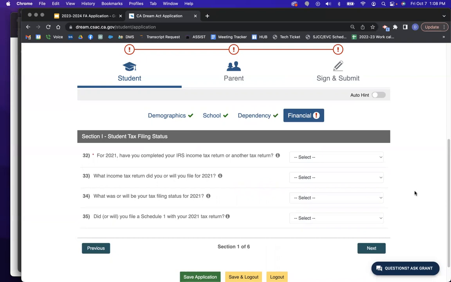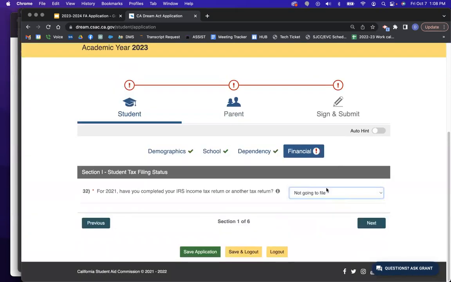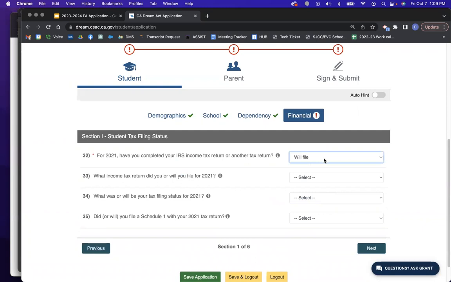Okay, so then it's going to ask you about your own filing status. If you filed taxes in 2021, you would select already completed. If you did not work, then you would put not going to file, which is likely for a lot of you students, for a lot of students that didn't work or didn't make enough to work. If you are putting that you will file, I will ask you to really think about whether this is something you are going to do.